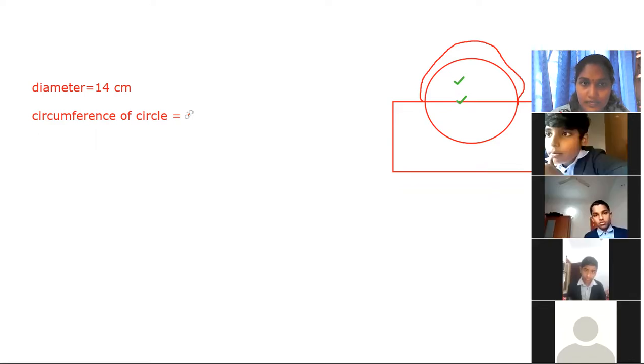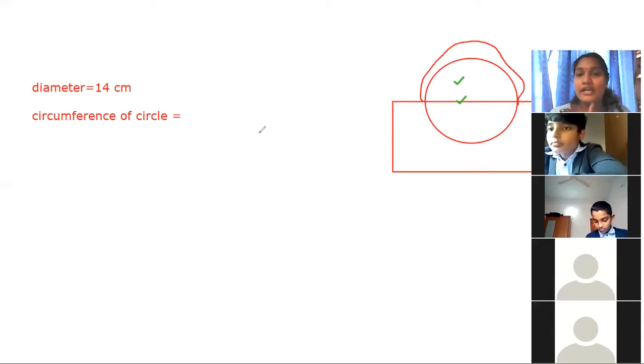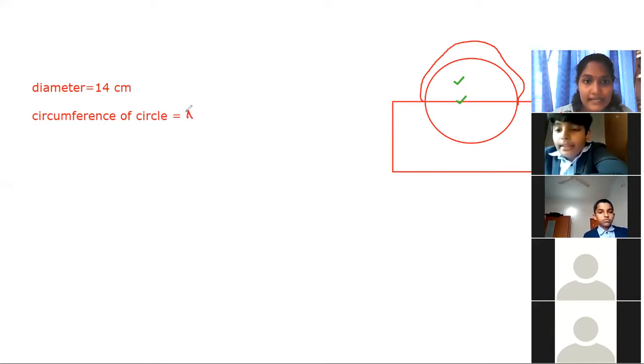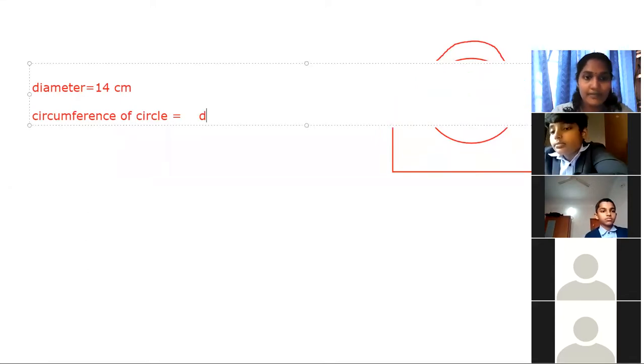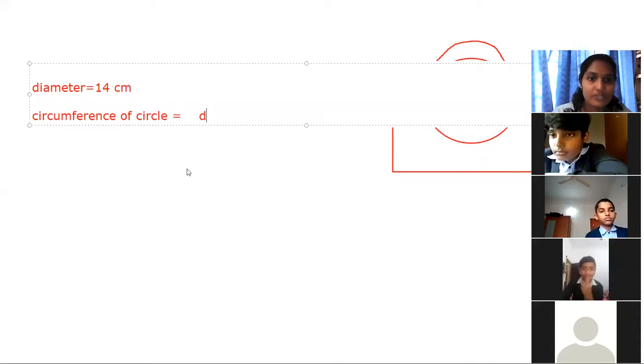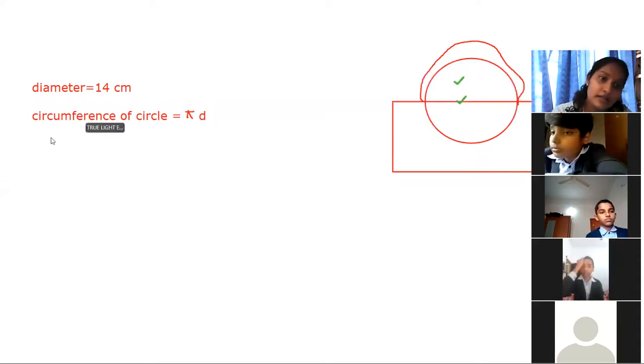Circle. Yes, because only from the circle can we get the semicircle. We derive the semicircle equation from the equation of a circle. Understood? We are going to derive the equation to find the circumference of a semicircle. For that, we are using the equation of a circle. Clear? So pi d. This is the equation, right? Yes, pi d, because we know the diameter. Pi d is the equation to find the circumference of a circle.